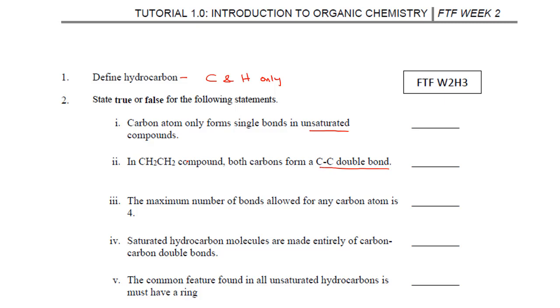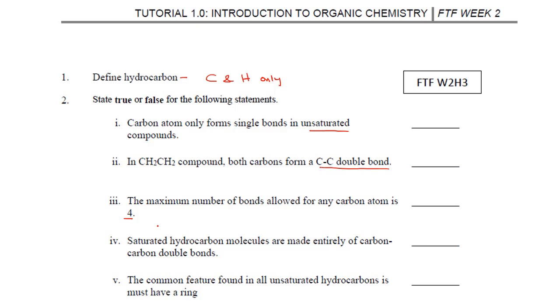Next, the maximum number of bonds allowed for any carbon atom is 4. We should know how many valence electrons carbon has, and so how many covalent bonds it can form for it to be octet. That should be the key for you to determine statement number 3.